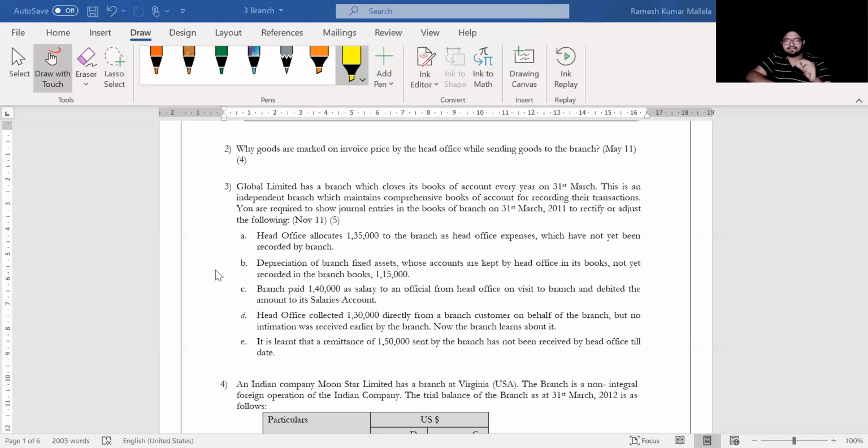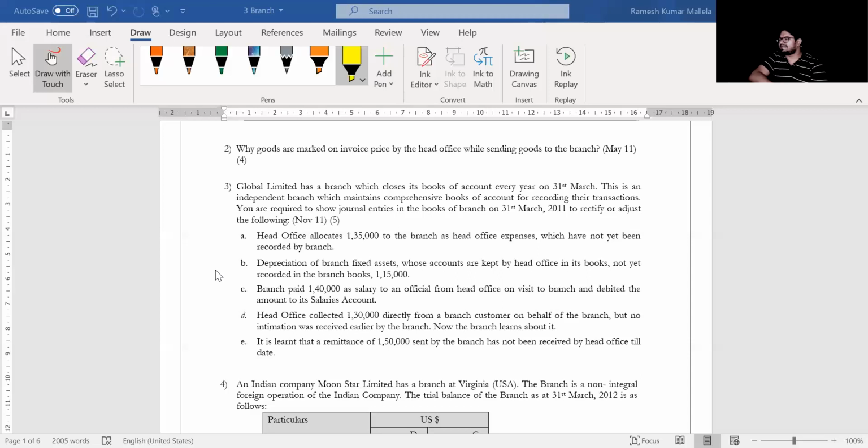So that means debtors will be credited. And what would I debit? My head office has actually received the money. Hence, head office account would be debited here. So entry would be head office account debit to debtors account. Value is 1,30,000.